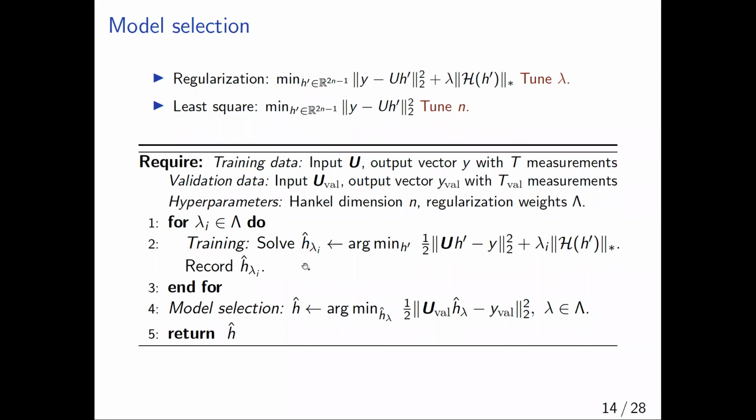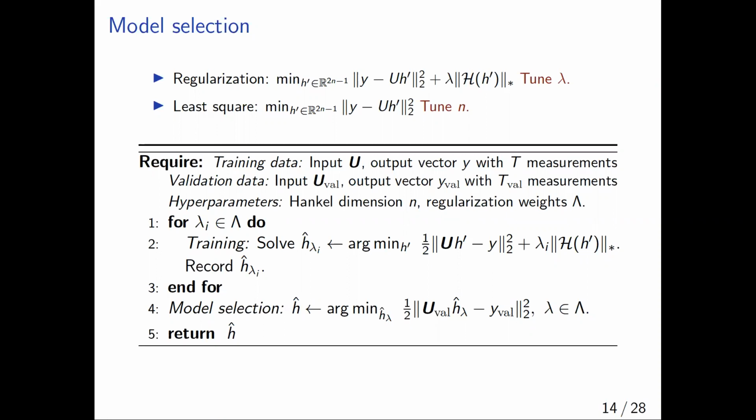So then one solves the training problem, which is solve the regularized least squares problem over here and find the H hat corresponding to that lambda i. And in the end, after you have them, you will pick the best lambda i. This is actually an offline validation algorithm.